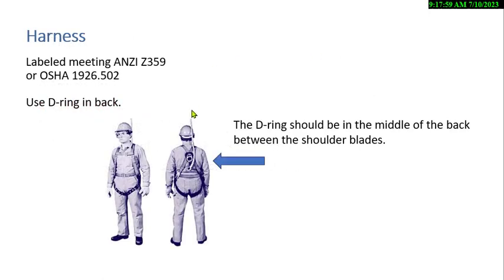And then the D-ring is going to be worn in the middle of the back. This is going to be a common question. Not going to be worn in the front. Now, people say, what if I have a chest D-ring? Well, they do it for work positioning, but not for fall arrest.